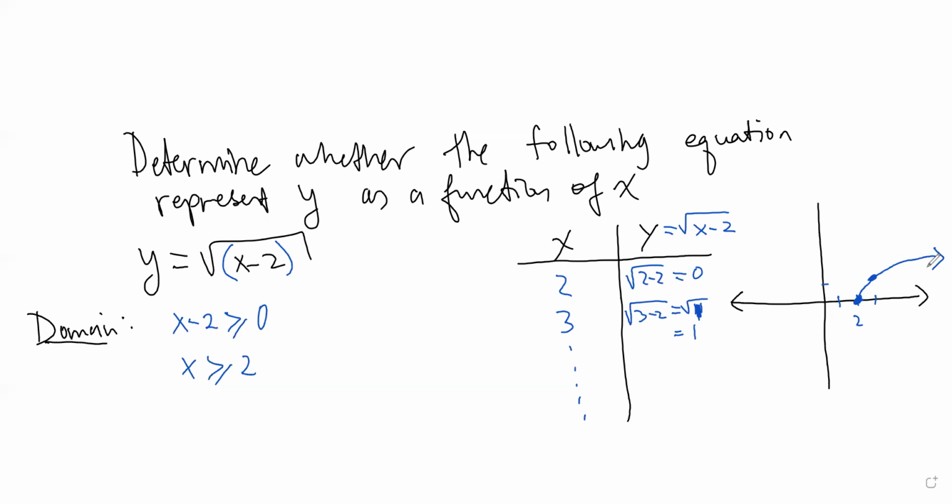Now, if we have a graph, we can determine whether this is a function or not by drawing a vertical line through the graph. And if the vertical line has one intersection point with the graph, then we can call it a function. So if I draw my vertical line through the graph, and I can see there is exactly one intersection point with the graph, therefore, we can call this a function of x. So this is a function.